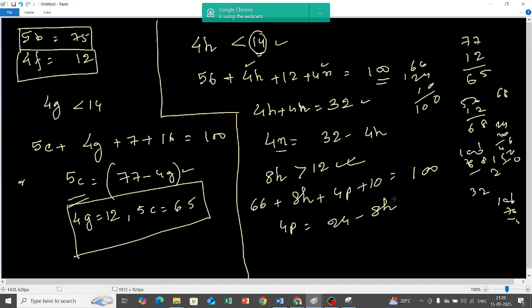Okay, now you tell me a multiple of 8 which is greater than 12, but when subtracted from 24 will give me a multiple of 4. Please tell me 8h, which is a multiple of 8 greater than 12, but on subtraction from 24 will give a multiple of 4.